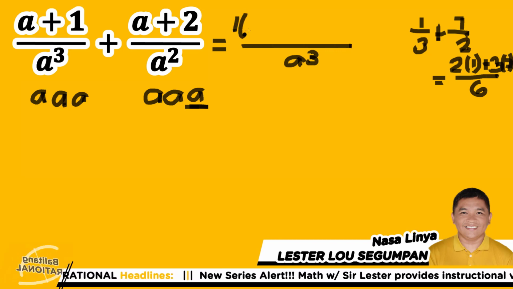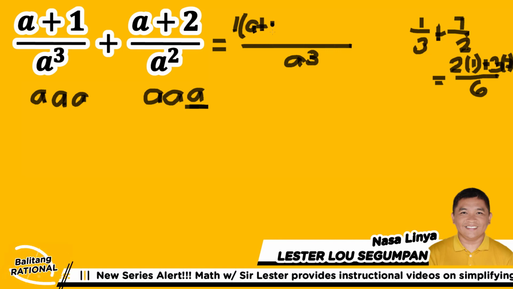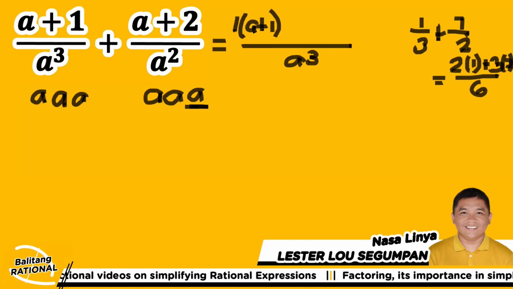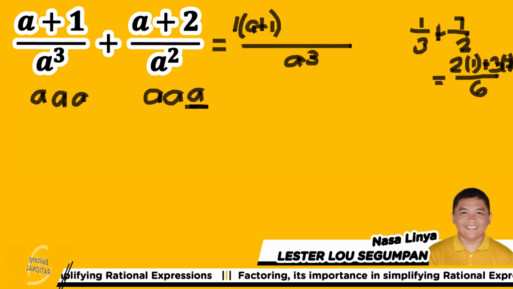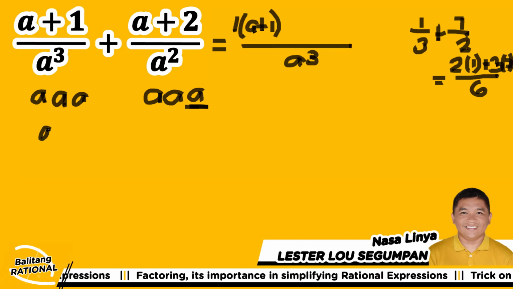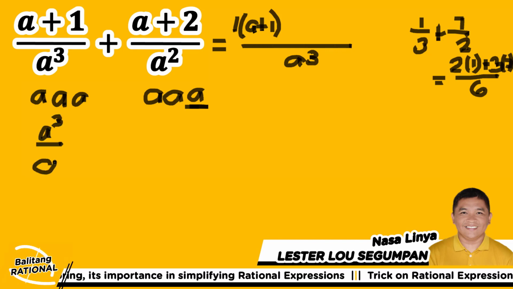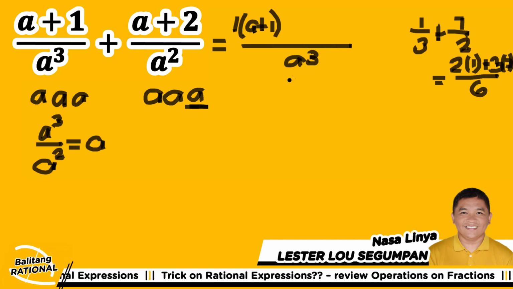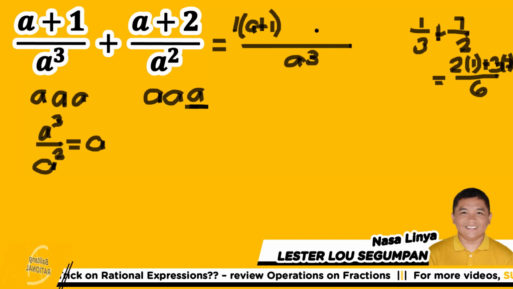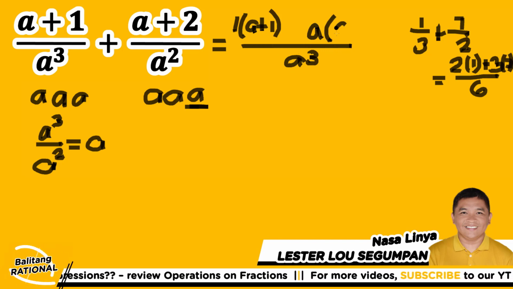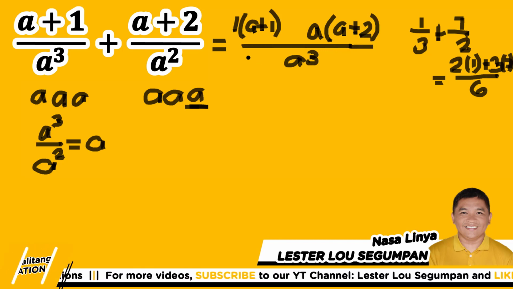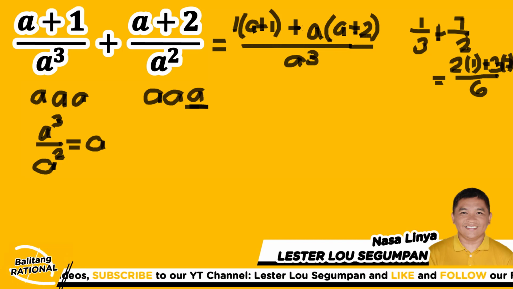So it's 1 times (a plus 1). Or simply a plus 1 itself. For our next rational expression, a cube divided by a. Take note, when we divide, it doesn't necessarily mean na yung exponent po natin ay divisible. Because if we have a cube to be divided by a squared, by laws of exponents, it's 3 minus 2, so you have a. So again, a cube divided by a squared is a. That's the multiplier we're going to use for (a plus 2), its numerator. Okay. Now that we are done with that, take note the operation is plus.